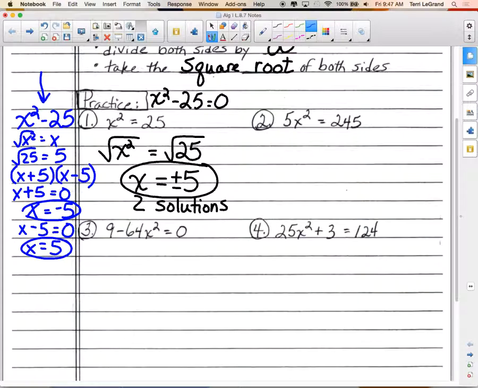Okay, number 2. 5x squared equals 245. The x squared term is on one side, the constant is on the other, so we can skip that first step. What's the next step say to do? Divide by a. So we're going to divide both sides by the a value, which is 5.